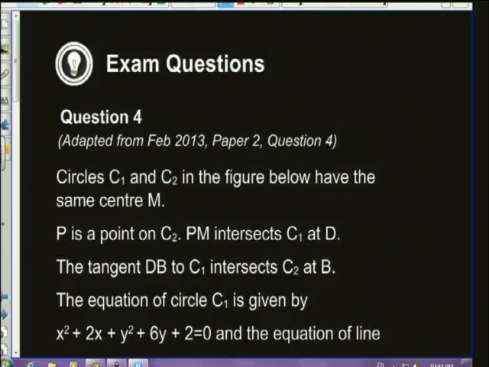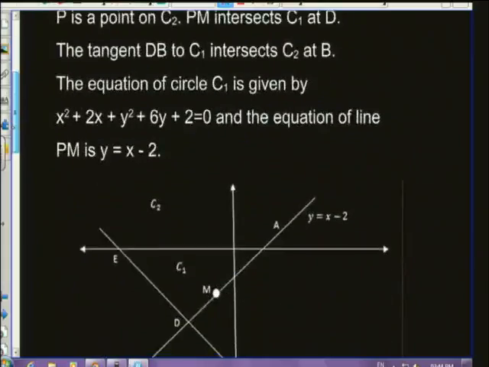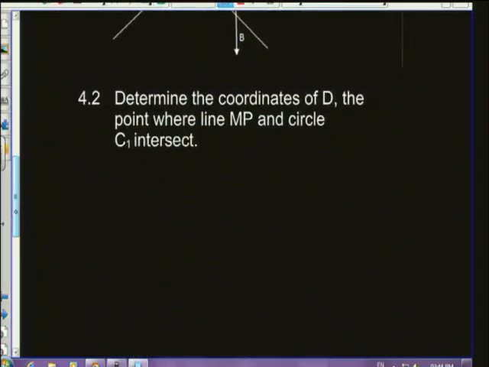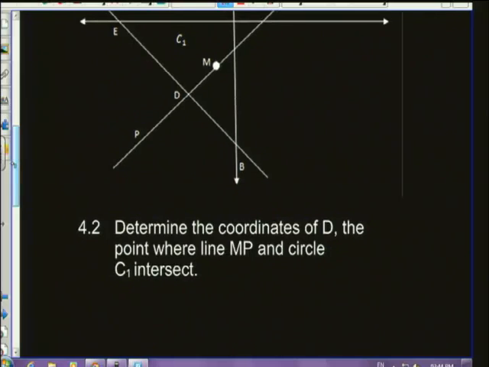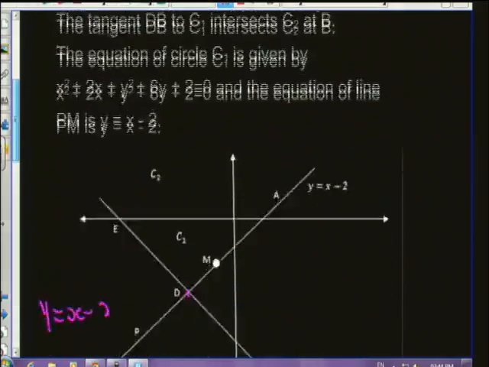Let's move right along. Next question. Determine the coordinates of D, the point where the line MP and circle C1 intersect. So the coordinates of D, it is a point where the line MP, which we were given the equation of, y = x - 2. Let's double check that. Yes, it's y = x - 2.